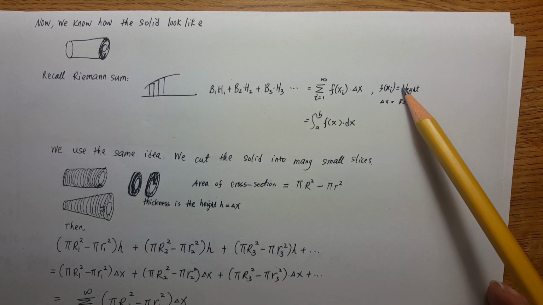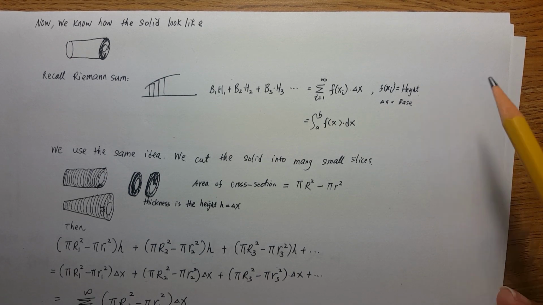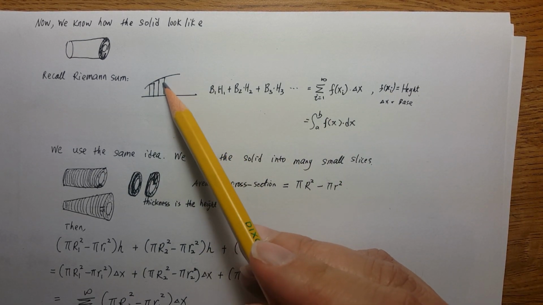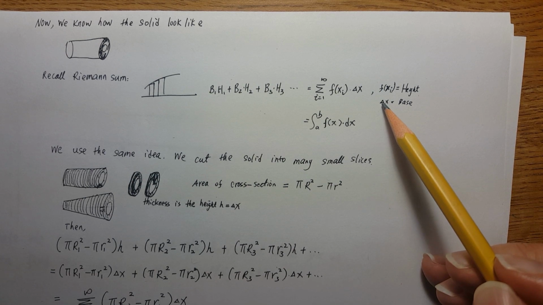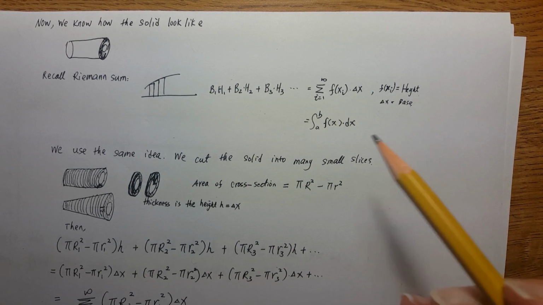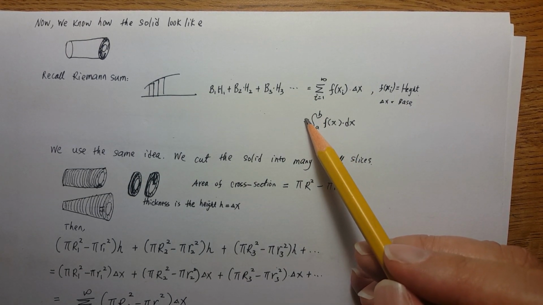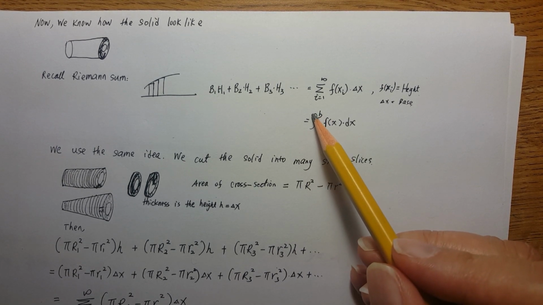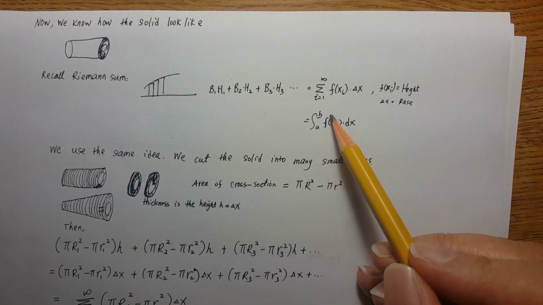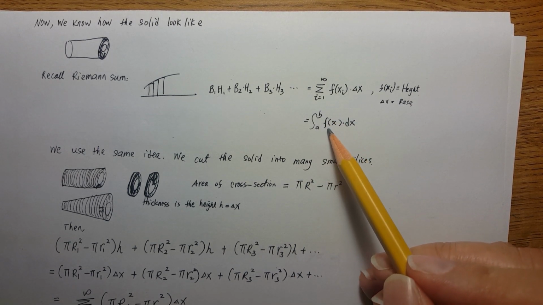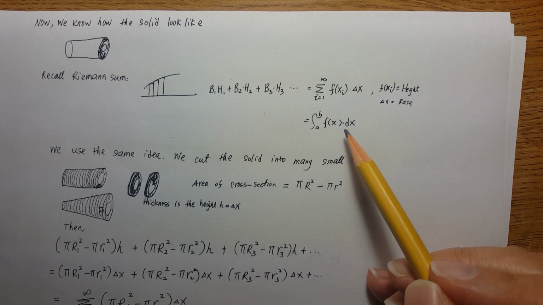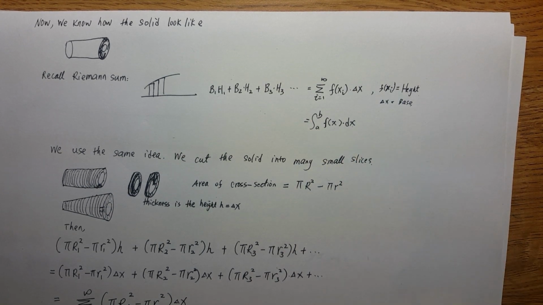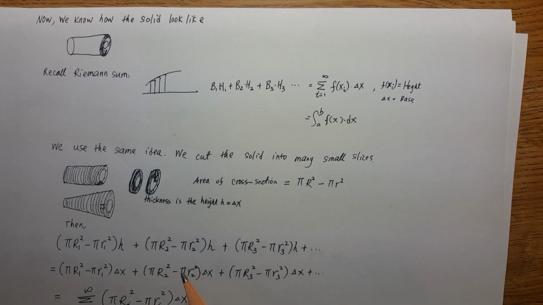And f of x sub i is the height of the function. Delta x is the base. After we make the number of rectangles tend to infinity, we can replace it by the integral from a to b of f of x dx. So that is height times base. Now we are going to use the same idea.